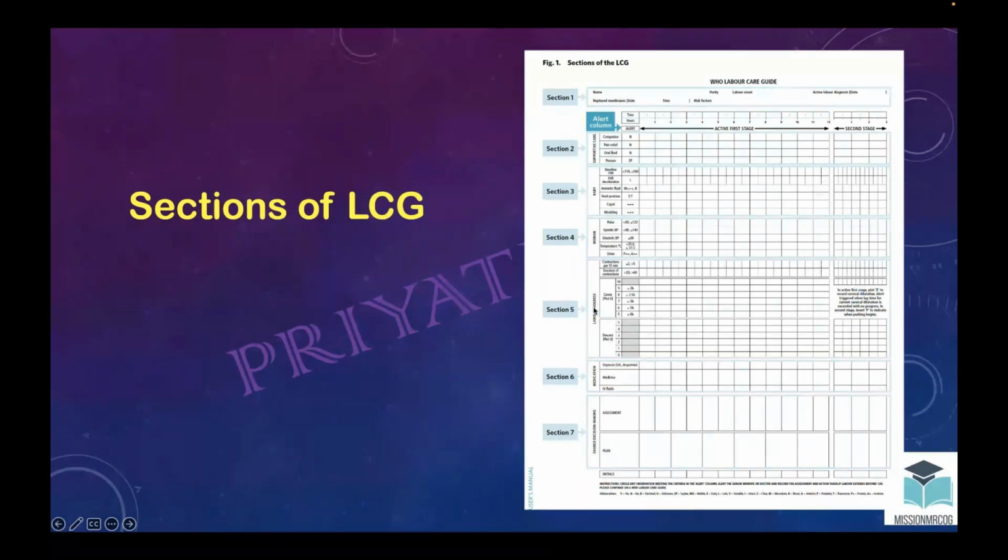the LCG has been divided into 7 sections. First, this is section number 1. This is the demographic detail of this patient, and we do have guidance on how to fill it. Then this is the time when she comes to the labor ward. Okay, this is 1 hour. This is the first stage of labor, and this is the second stage of labor. So this is section 1.